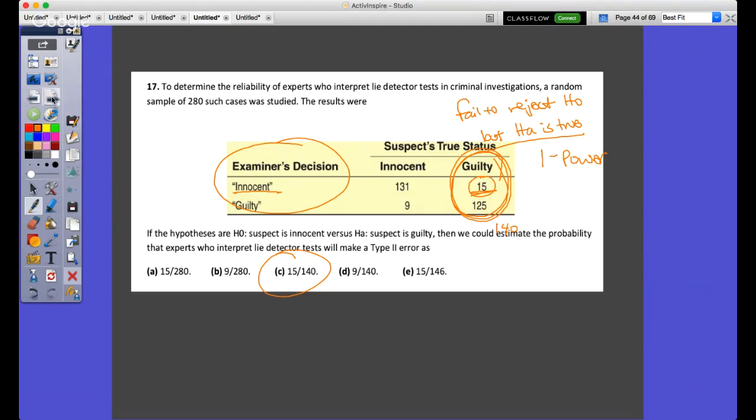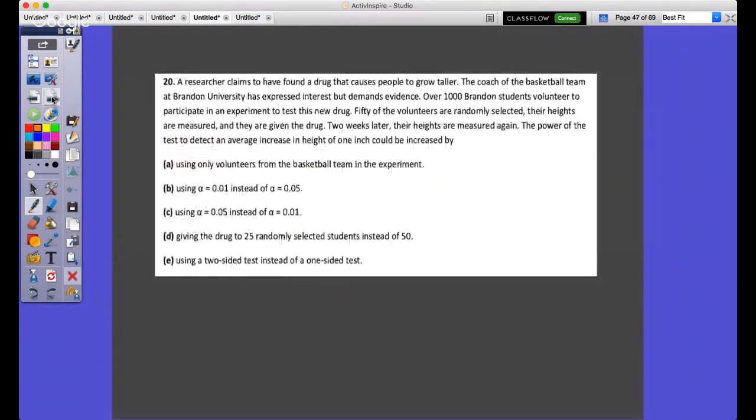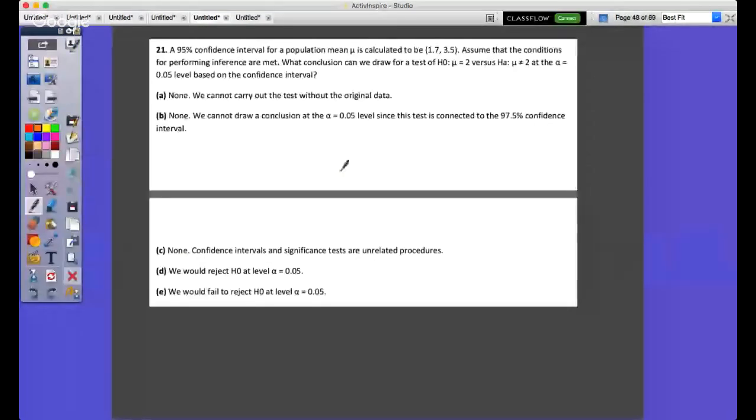Okay. Last one, and then I'll go to some last minute questions. A 95% confidence interval is calculated. Assume the conditions for performing inference are met. What can we draw for a test where mu is equal to 2? Again, that is in between my confidence interval. So just based on this alone, because it's inside, we do not have convincing evidence. And because it's not equal to, and it's at a 0.05 alpha level, okay?